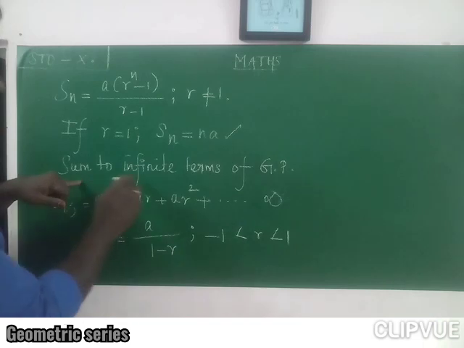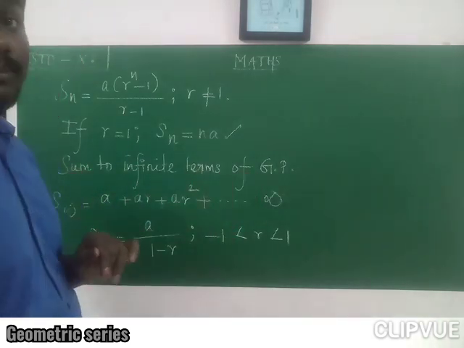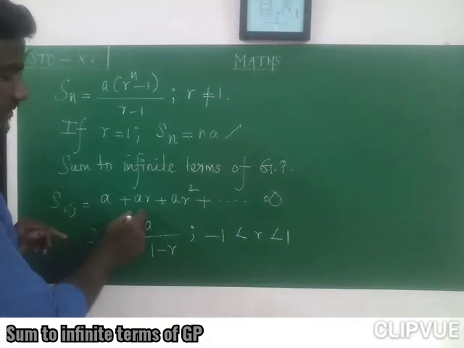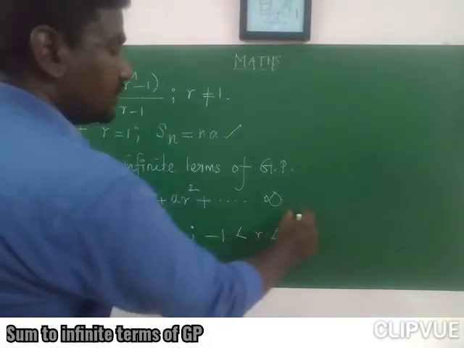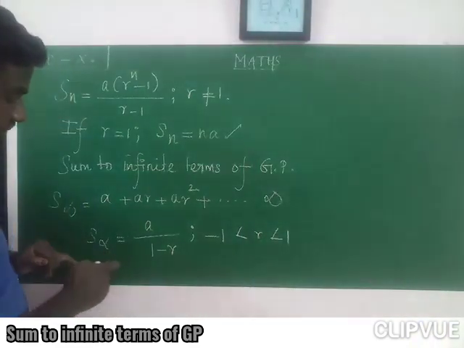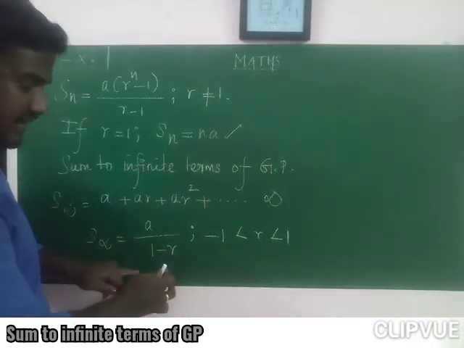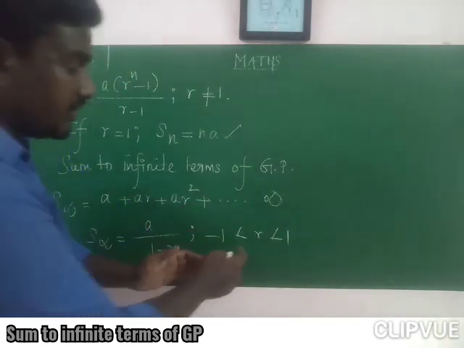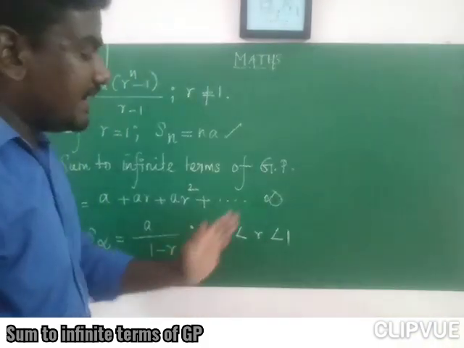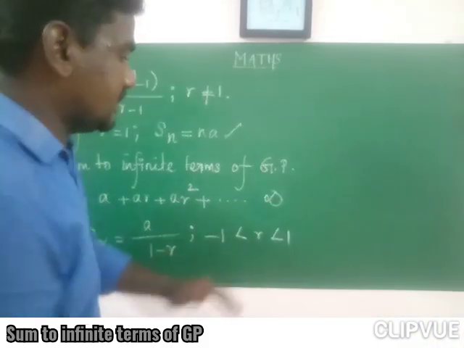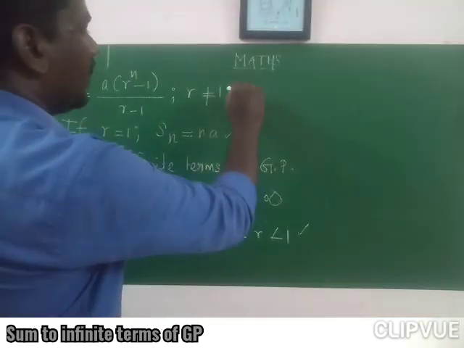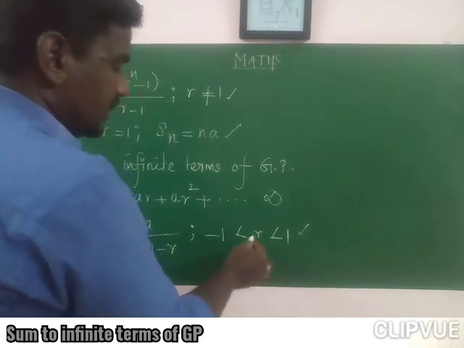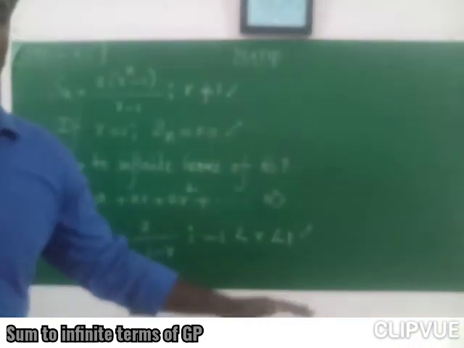And one more important formula, the sum to infinite terms of a GP. S infinity is equal to A plus AR plus AR square and so on, infinite terms. So S infinity is equal to A by 1 minus R. The R value lies between minus 1 and plus 1. It is very important. These three are important. Here R is not equal to 1. Here R is equal to 1. Here the R value lies between minus 1 and plus 1.